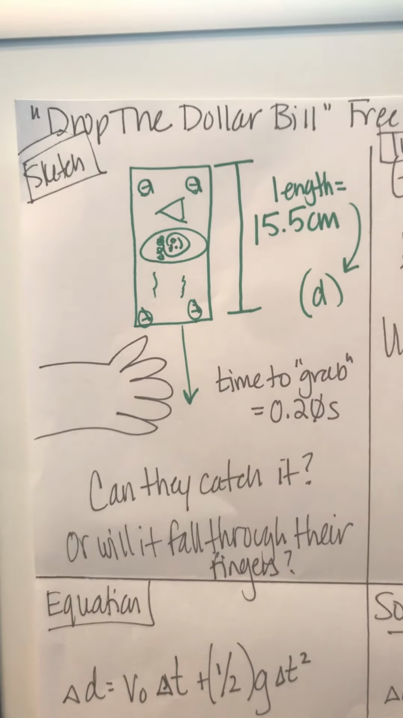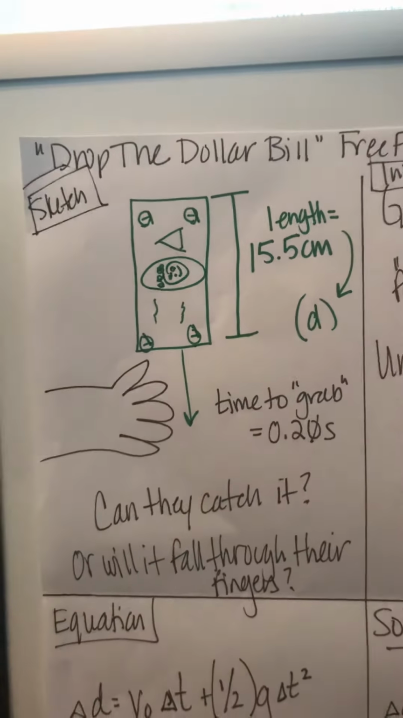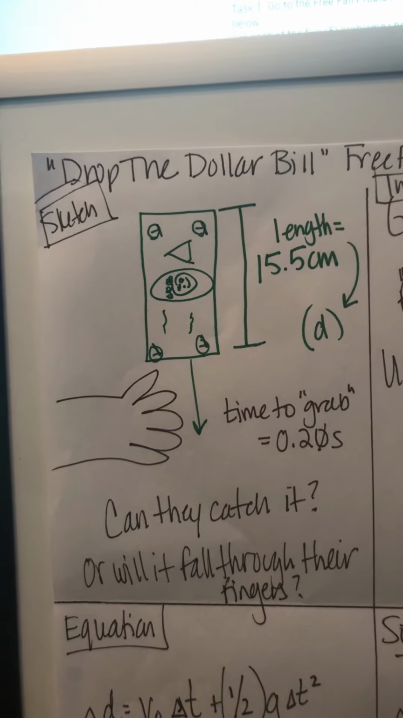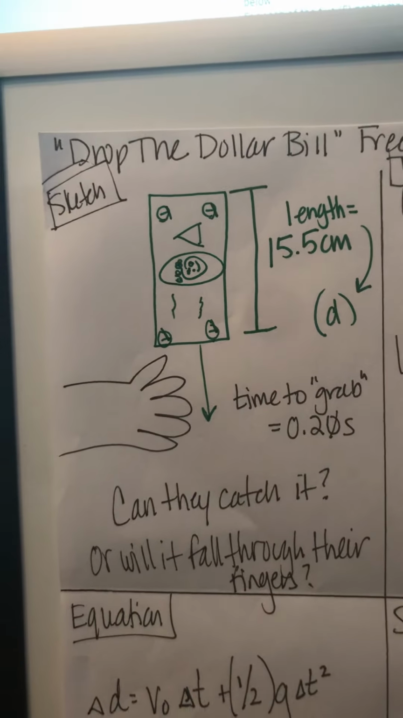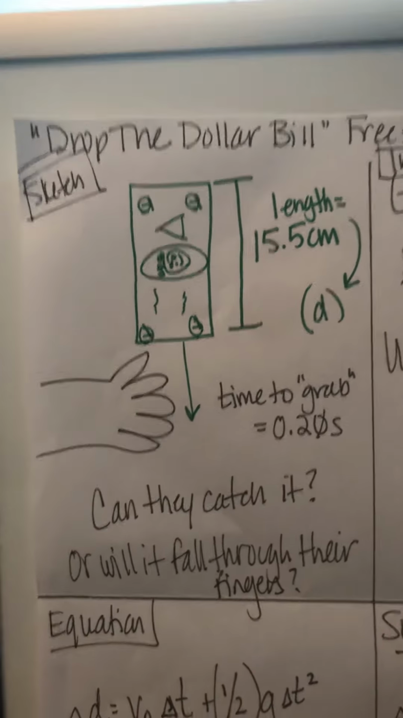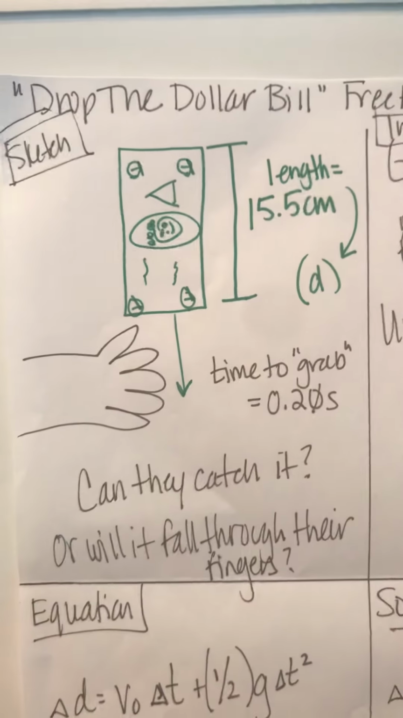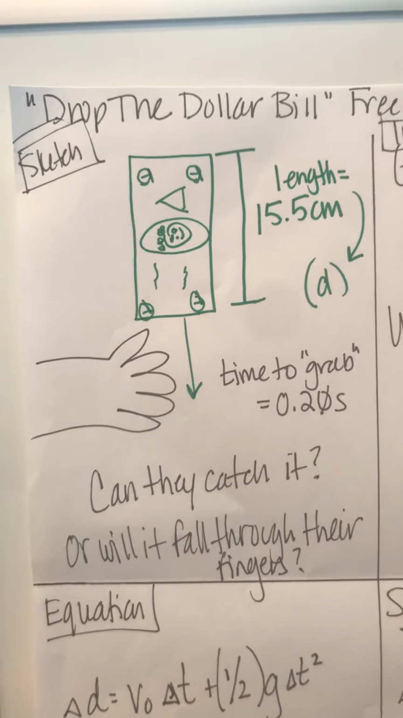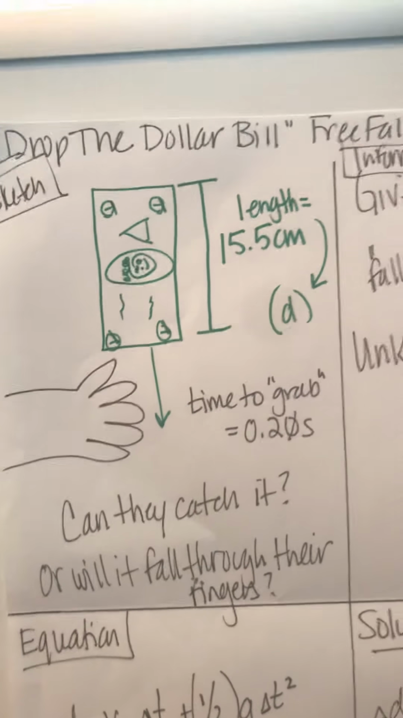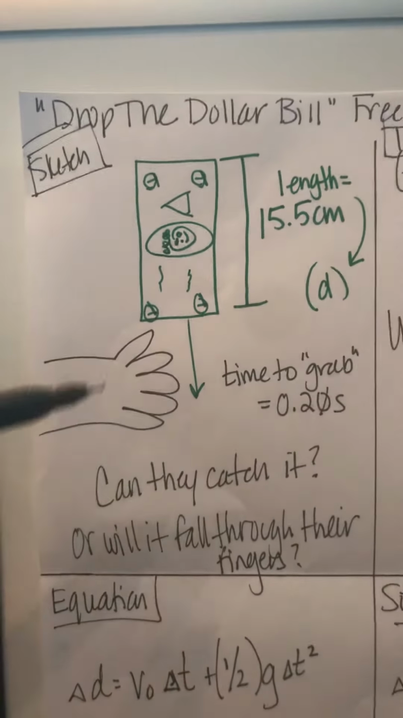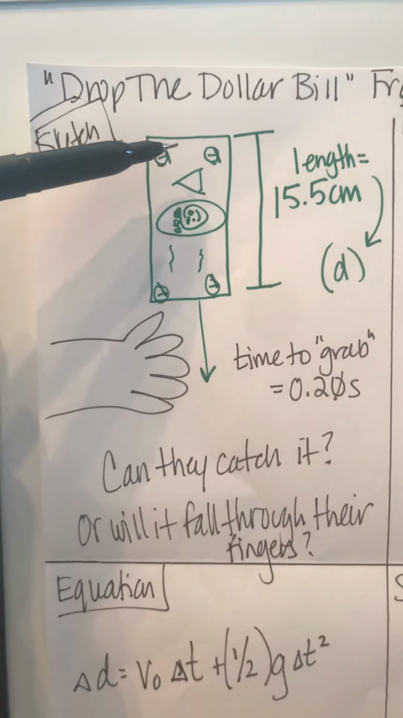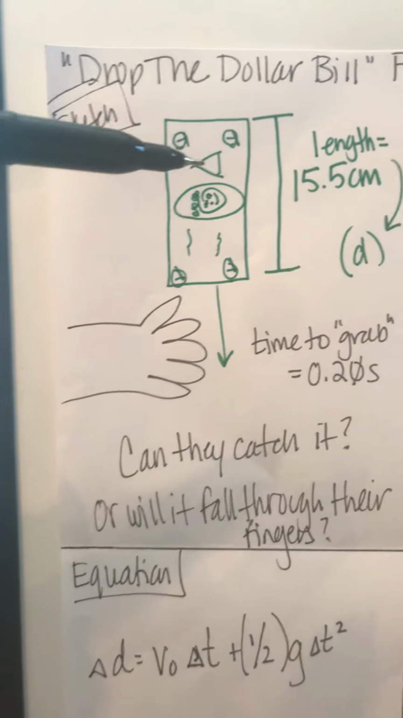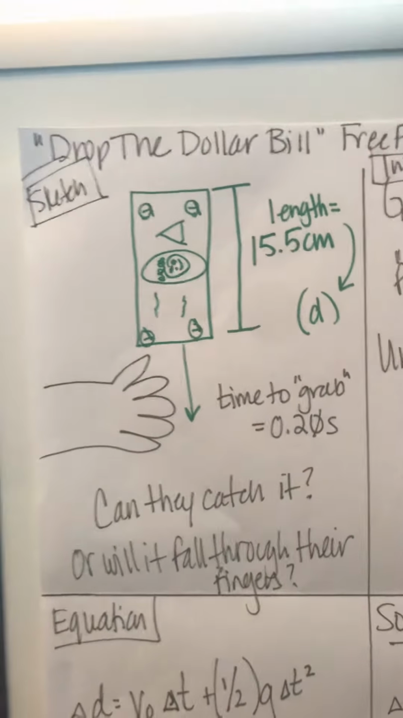Well, we draw the picture and we think about, okay, we want to know if they're going to grab it in time. So what we need to know is, in that amount of time, how far will the bill fall? That's how we have to think about this problem. So I want to know how far that bill is going to drop in 0.2 seconds. Will it be at this point or at this point where they can still grab it, or will it have gone all the way through their fingers in 0.2 seconds? So let's look at how we solve that.